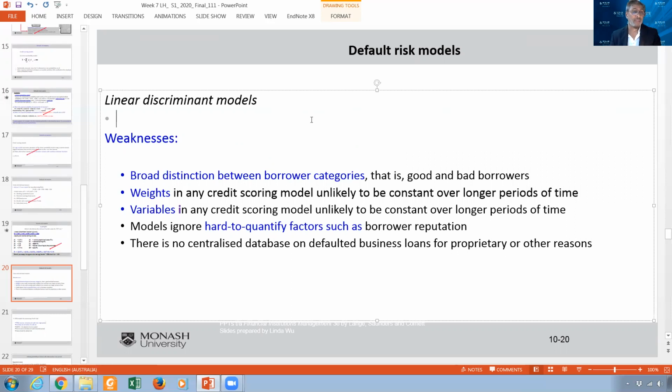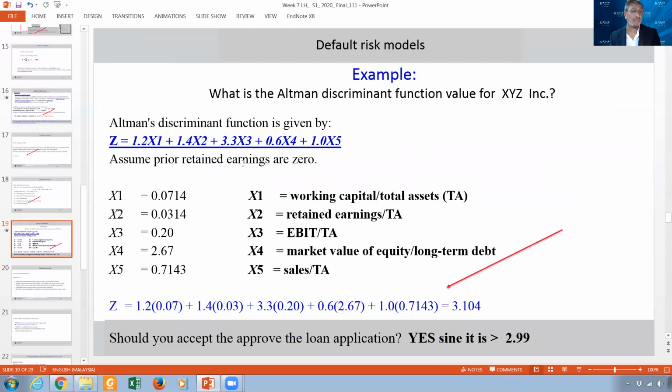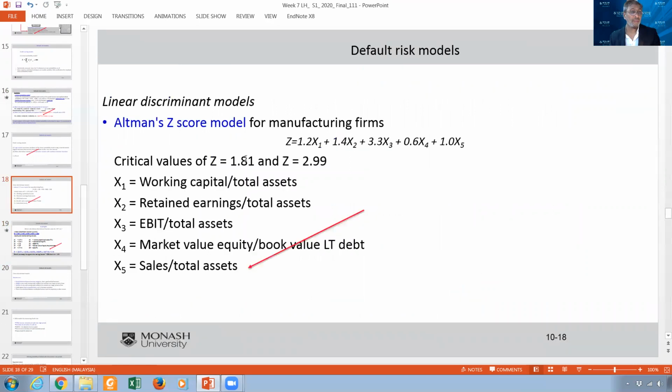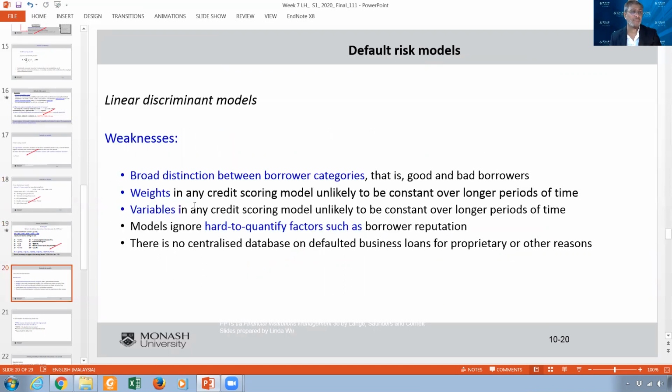You come to the Altman model, which is the Z-score of Altman. This one, you say anybody under 1.81 is no good. This one is critical, and the third one over 2.99 is good. So you have to have more categories, okay?